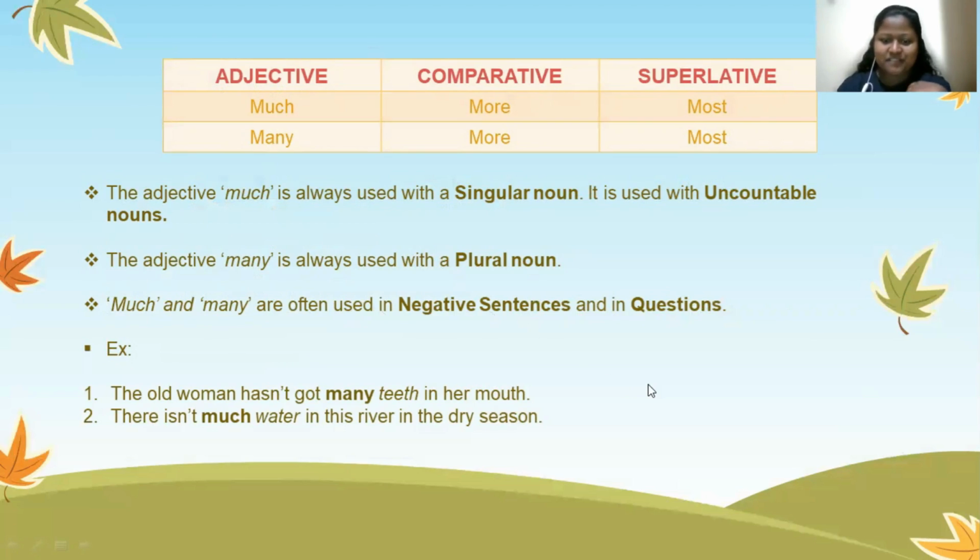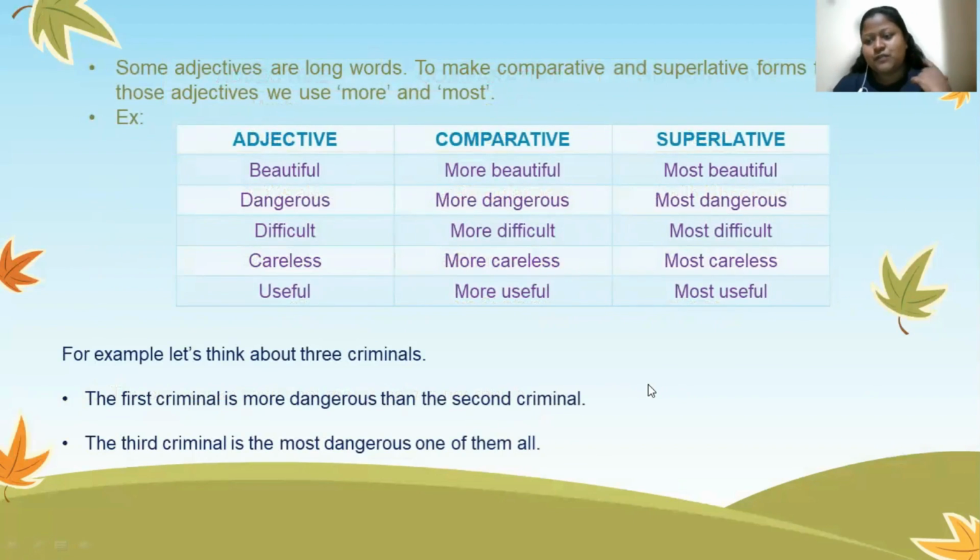I hope you understood. Some adjectives are long words. To make comparative and superlative forms of those adjectives, we use more and most. So, for example, beautiful, dangerous, difficult, careless, useful. These are long words. Beautiful means, as you most probably know, lasana. Dangerous, bayanaka. Difficult, amaru. Careless, parisamak nati. Kisam salakillak nati. Useful, prayojanamat.